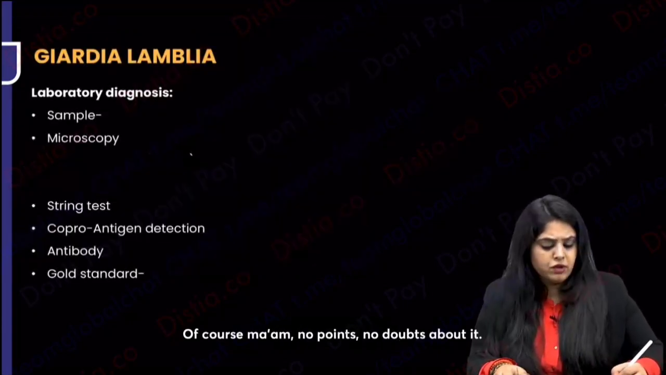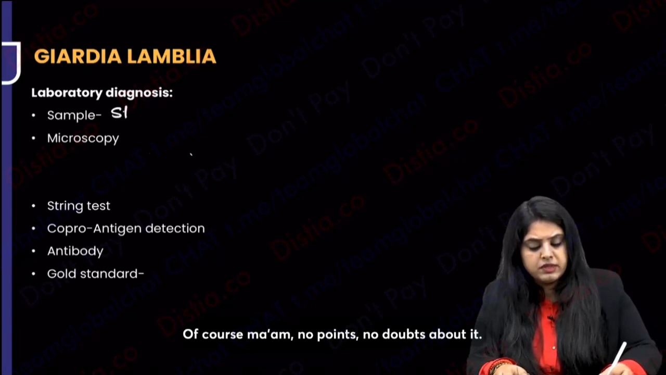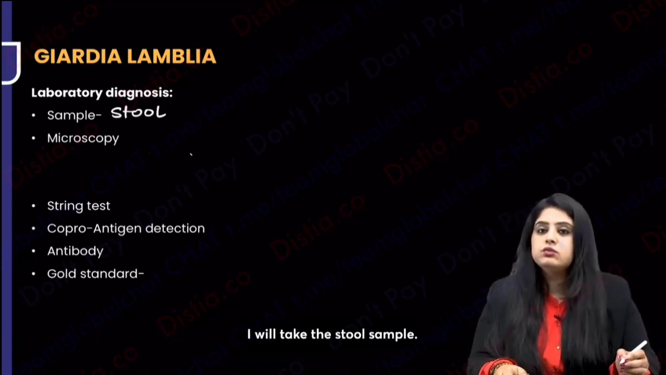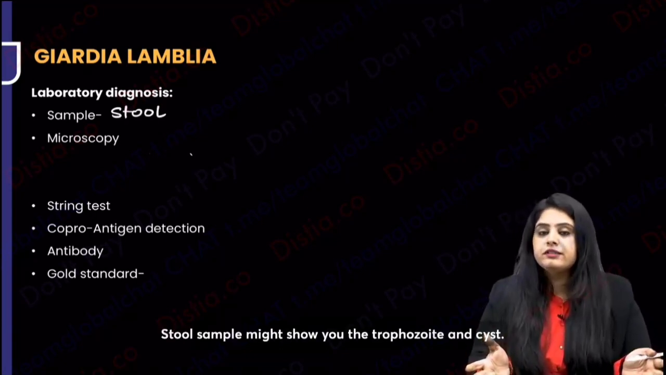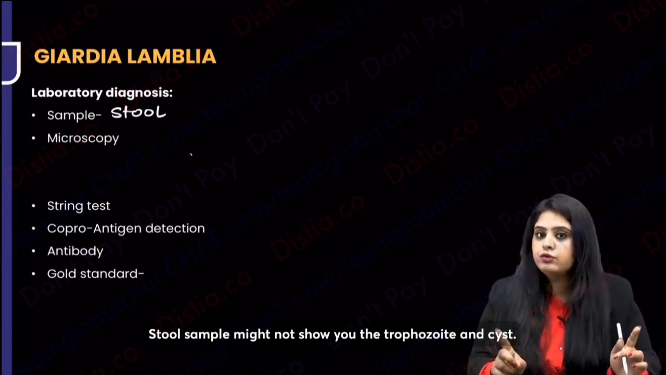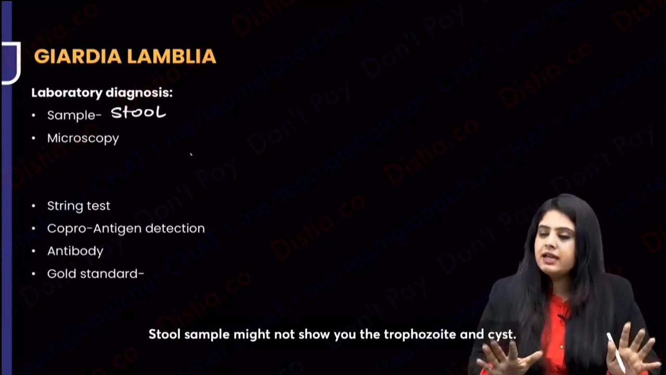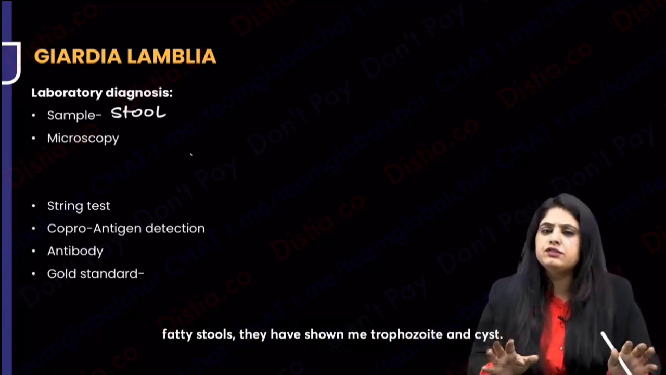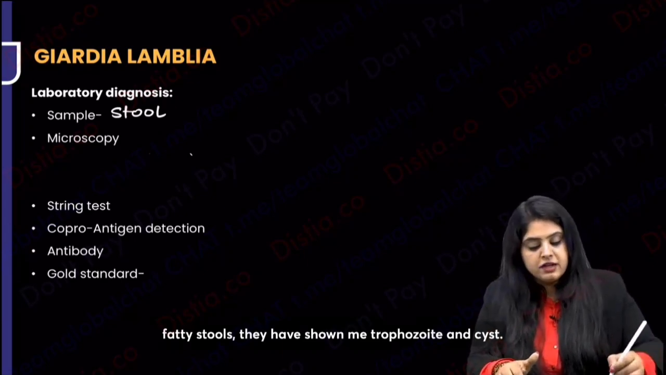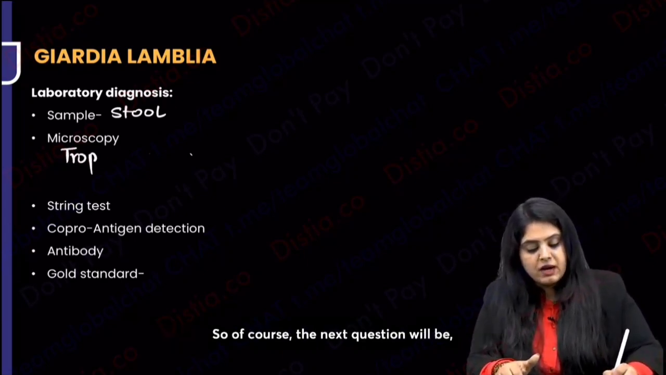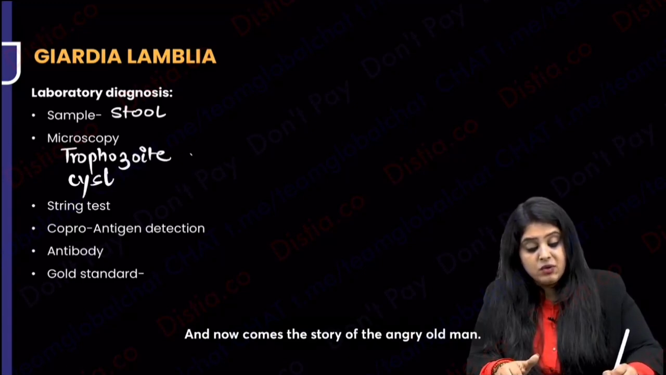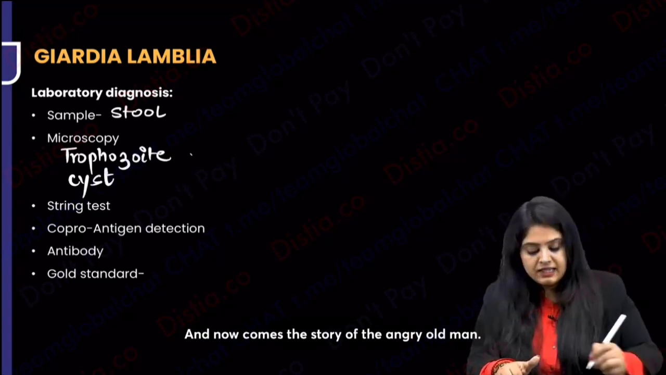So what sample will you take? Of course ma'am, no points, no doubts about it. I will take the stool sample. Stool sample might show you the trophozoite and cyst. Stool sample might not show you the trophozoite and cyst. For now I am assuming the fatty stool sample has shown me trophozoite and cyst. So of course the next question will be, how does the microscopy come across? Of course you will see one trophozoite, and now comes the story of the angry old man.